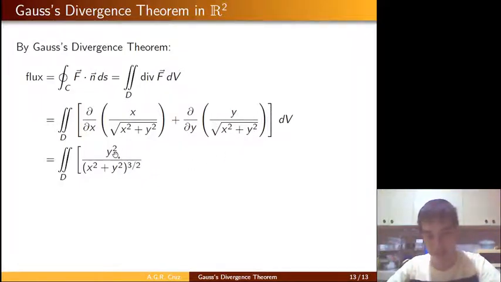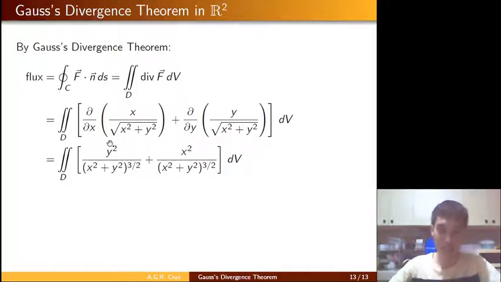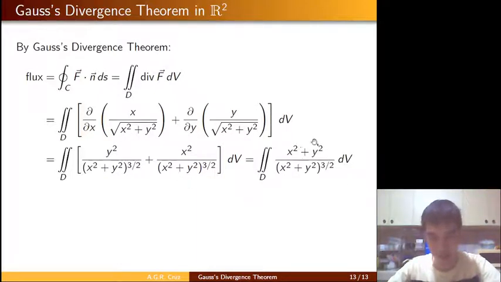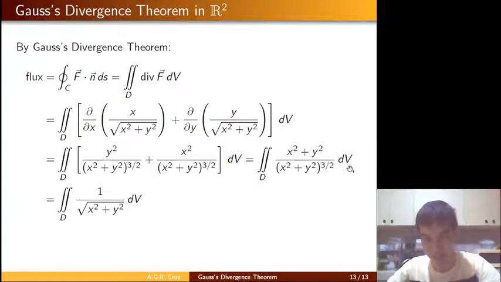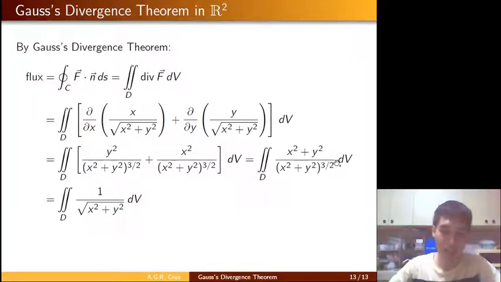Tapos ito, imbis na y squared, magiging x squared ngayon yung magiging numerator na to. So this is now the partial with respect to x. Ito yung partial with respect to y. And then when you add them together, you should get the numerator of x squared plus y squared. And then let's simplify this one. This will simplify to 1 all over the square root of x squared plus y squared. Kasi ito, when you bring that to the denominator, this will become x squared plus y squared to the negative 1. You get 3 halves plus negative 1, that will give you 1 half. And then in radical form, you should get this.